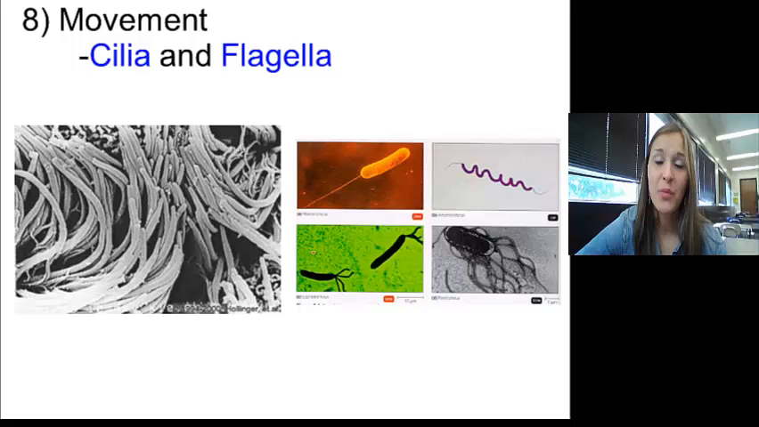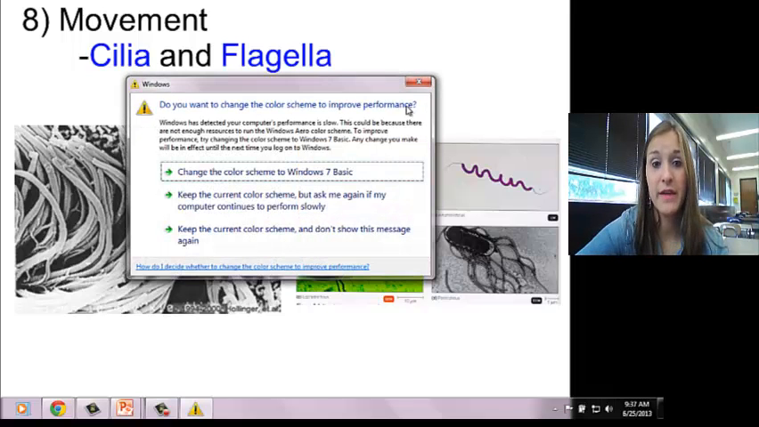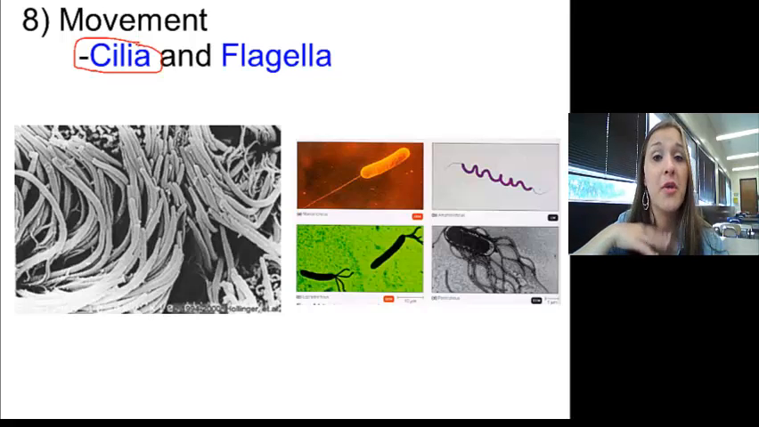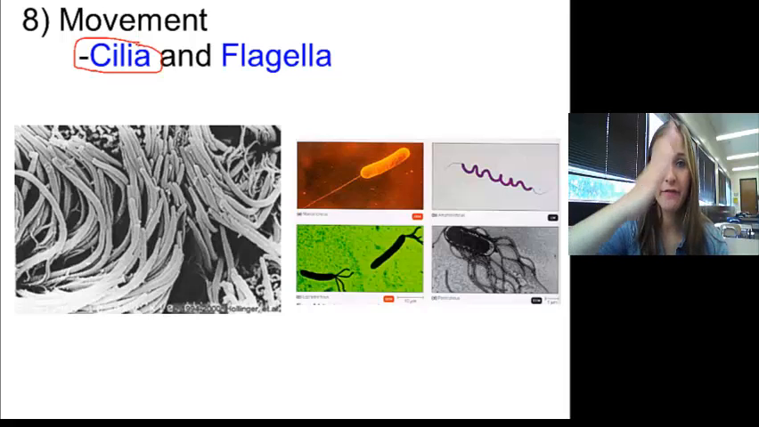For movement, we have two types of organelles that help us move things. Cilia. Cilia are found in the lining of our trachea, our air pipe, our windpipe, but they're also found on the surface of cells, and they sweep back and forth to move things. So they move debris and bacteria up so that we can either sneeze or cough it out.